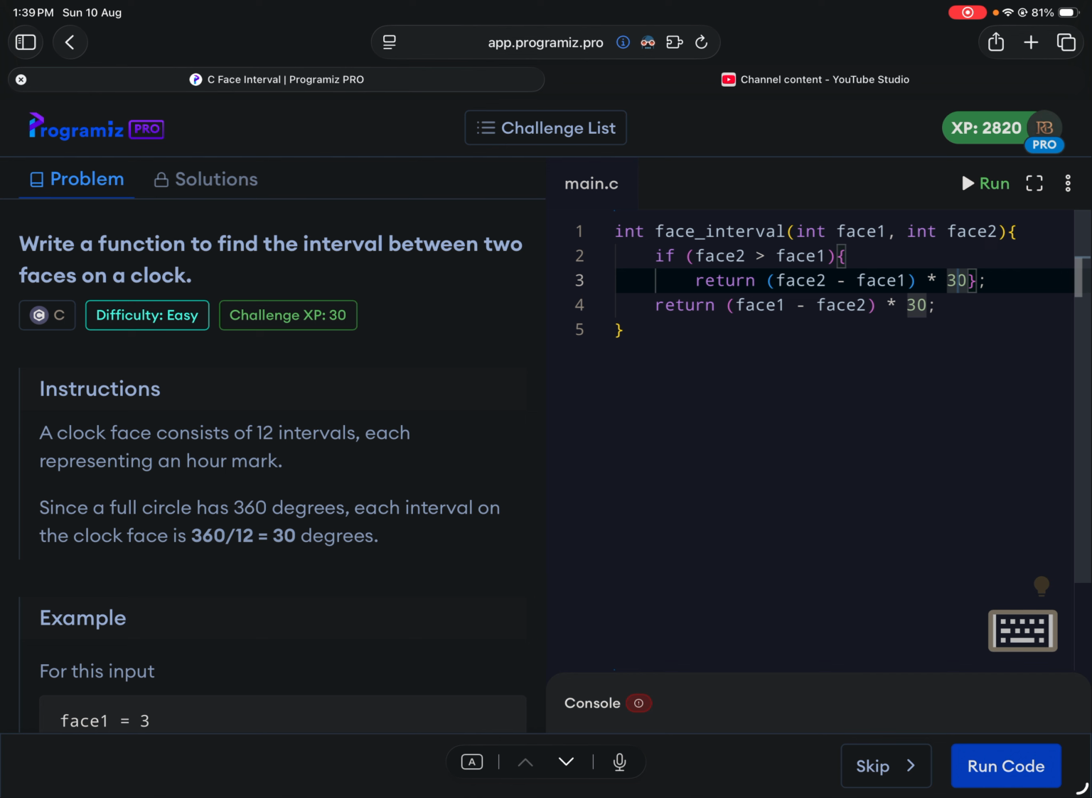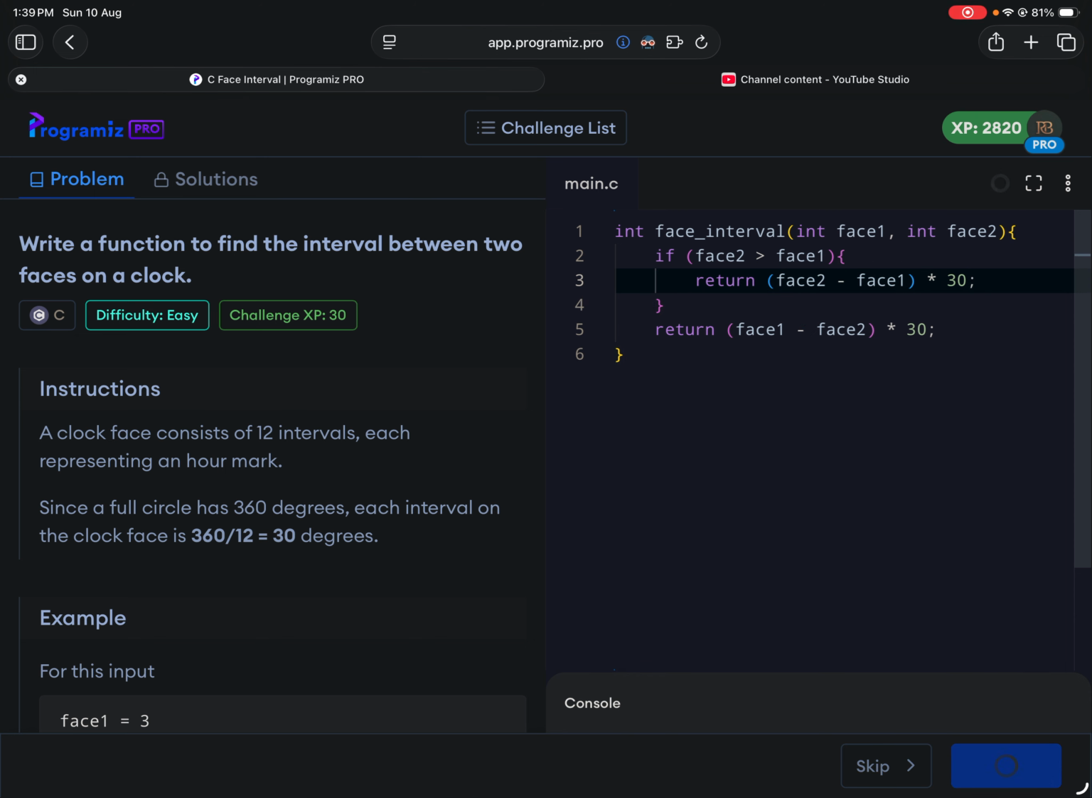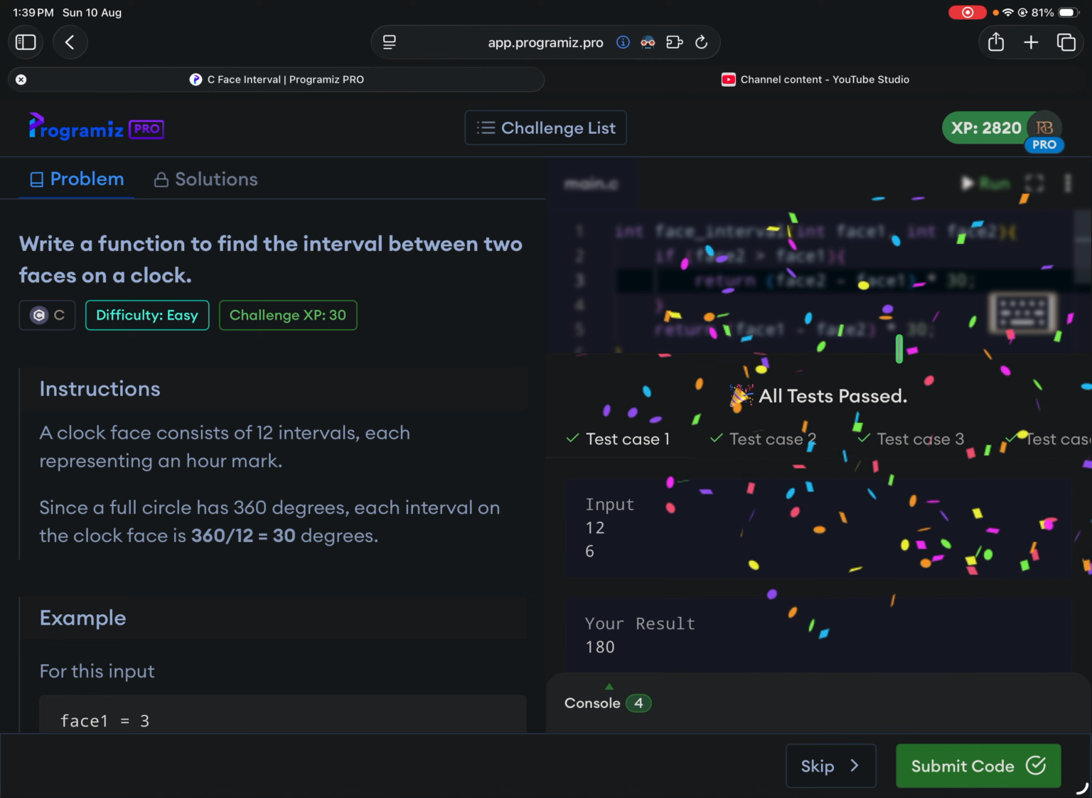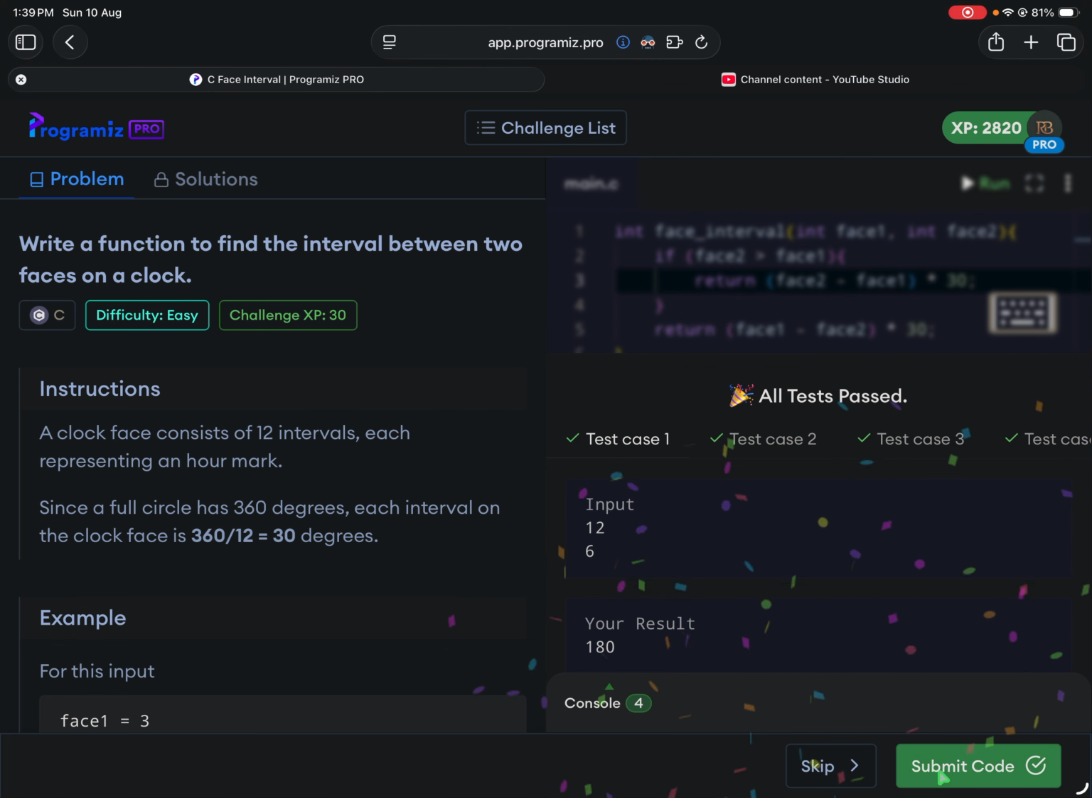Oh, that's why I don't like it. Okay, I understood what happened over there. It should be a semicolon over there. Yeah, it works just fine. Let's just submit the code.